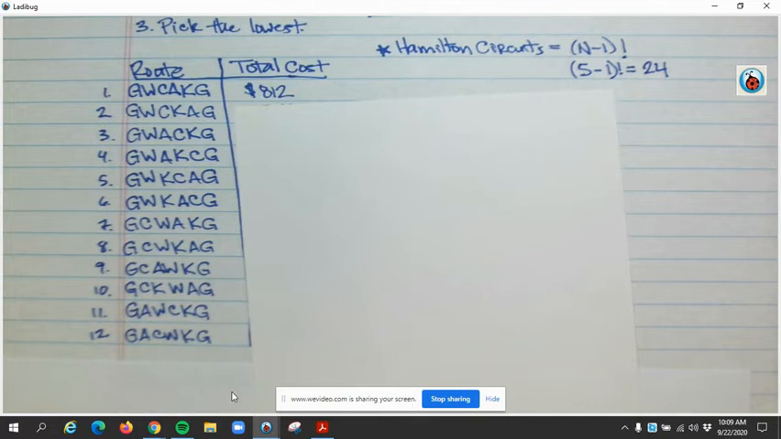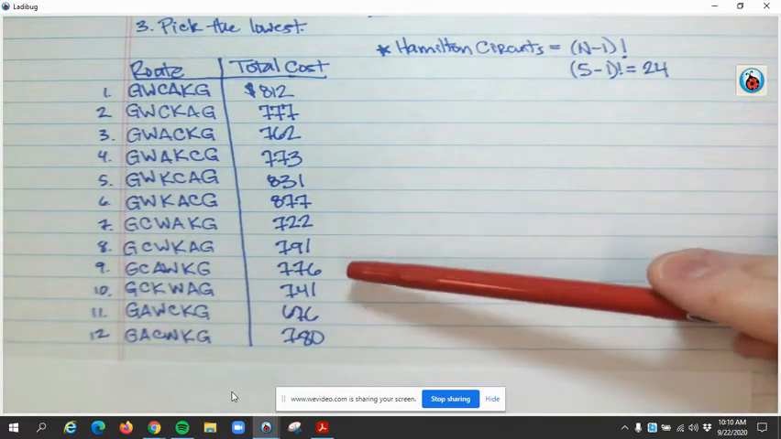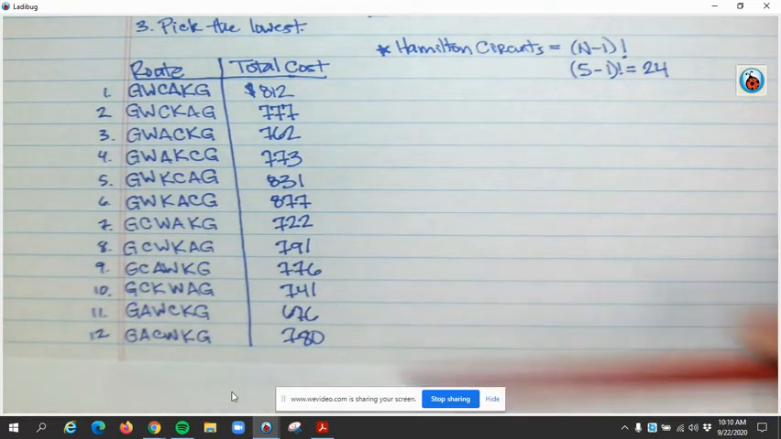Hopefully by now you have come up with most, if not all, of those numbers. I'll show them to you now so you can see those. As you can see, they have a pretty wide range. You have some numbers in the 800s, you have some numbers in the 700s, you even have a number in the 600s.